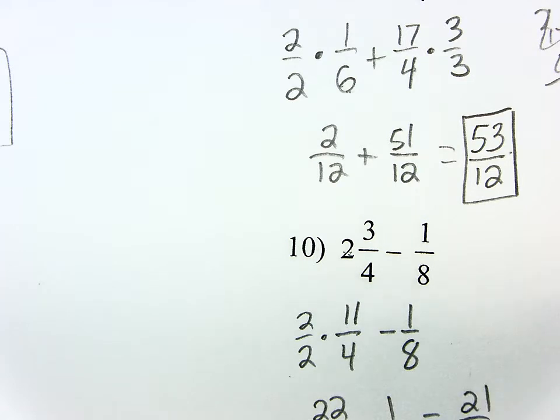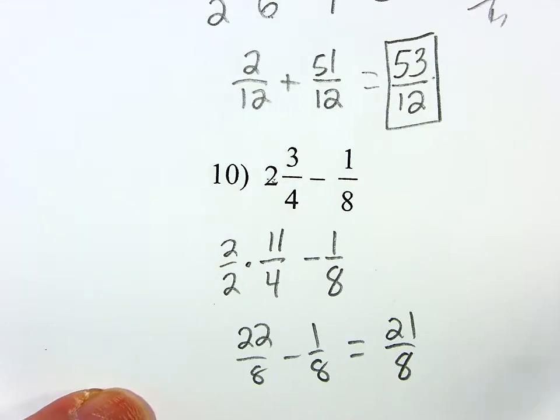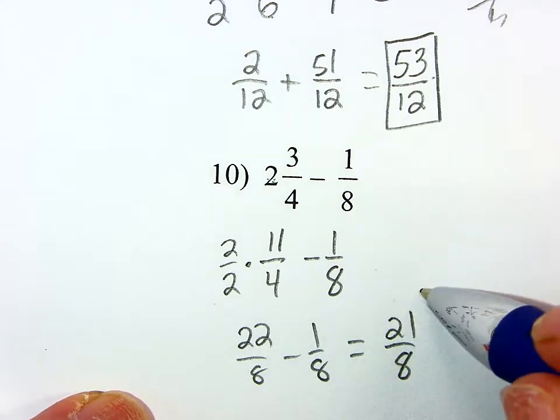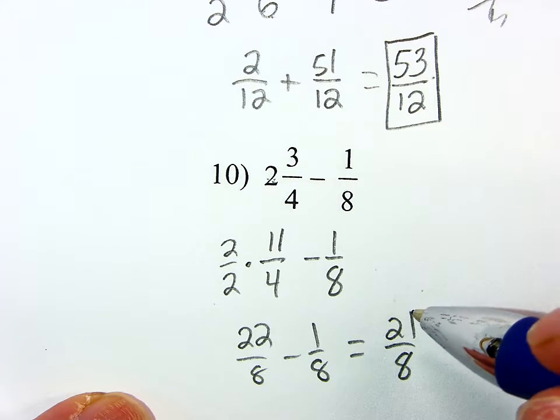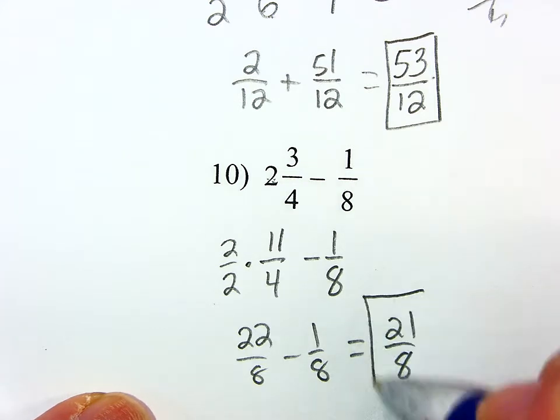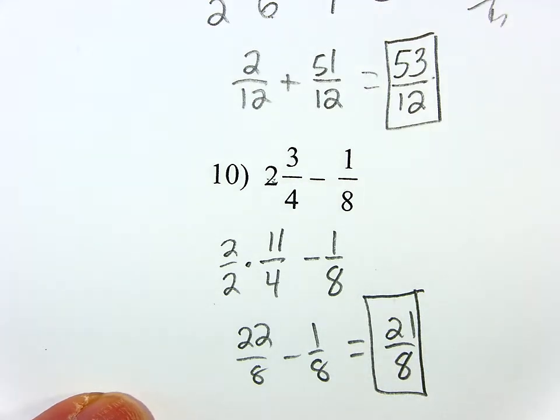21 eighths. Can that be reduced? Is there a number that goes into 21 that also goes into 8 besides 1? No. You're done, 21 eighths. You do not have to make it a mixed number for me. If you want to, go ahead. If you don't, don't worry about it.